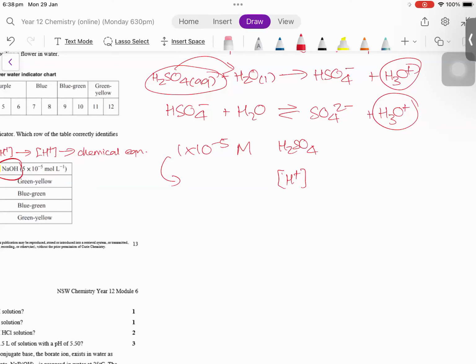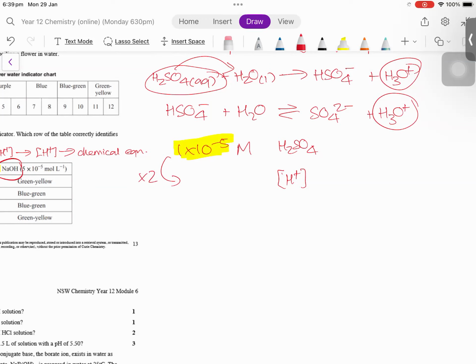What did you tell me the ratio was? Each acid releases how many protons? Each acid releases 2 protons. 2, good. Each acid releases 2 protons. So if this is my concentration of acid, what do I have to do to get the concentration of the protons? Divide by 2. Each acid has 2 protons. Oh, times by 2.